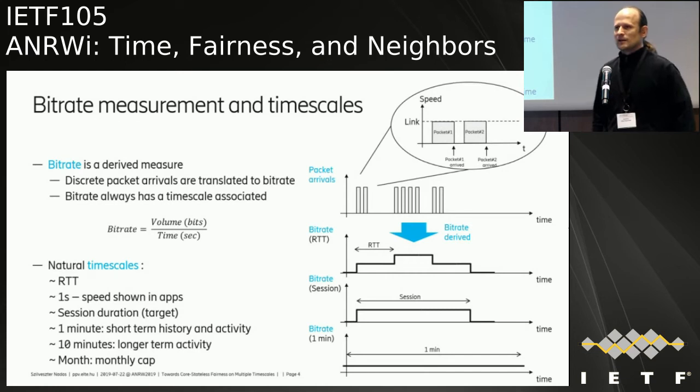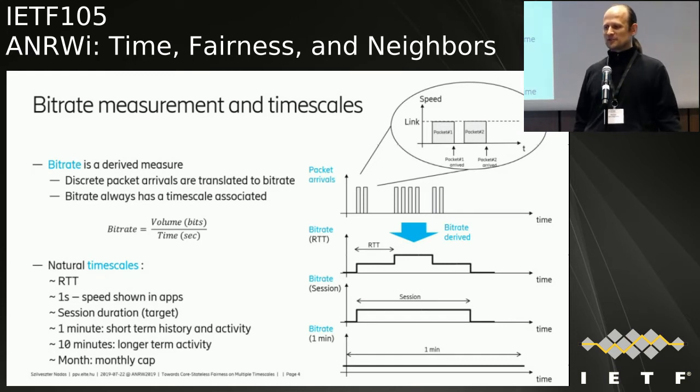So, bitrate measurement and timescale. Bitrate is a derived measure. There are only discrete packet arrivals, and these can be translated to bitrate, and bitrate always has a timescale associated. So it's some kind of volume divided by some kind of time. There are some natural timescales like RTT, 1 second, session duration, maybe 1 minute, 10 minutes, and for example, a monthly cap is also a kind of bitrate limit over the month.